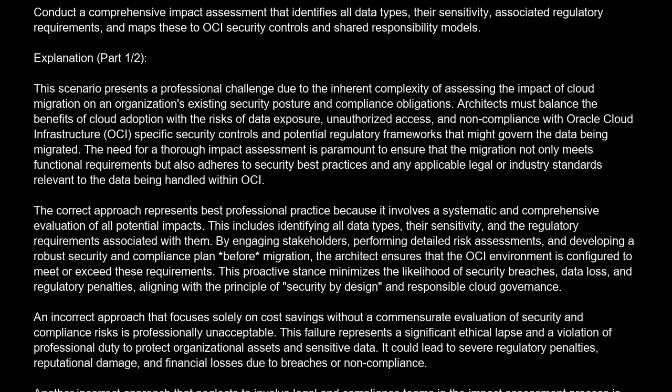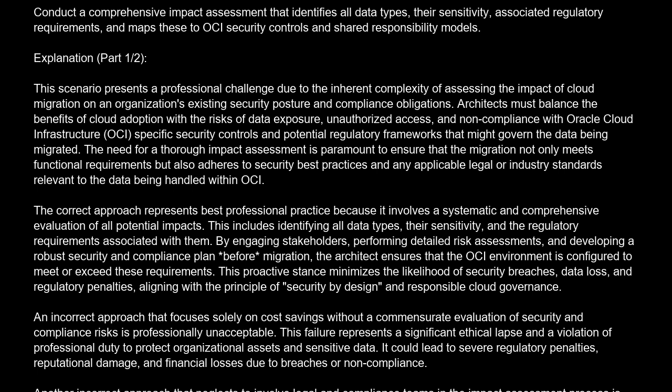By engaging stakeholders, performing detailed risk assessments, and developing a robust security and compliance plan before migration, the architect ensures that the OCI environment is configured to meet or exceed these requirements. This proactive stance minimizes the likelihood of security breaches, data loss, and regulatory penalties, aligning with the principle of security by design and responsible cloud governance.